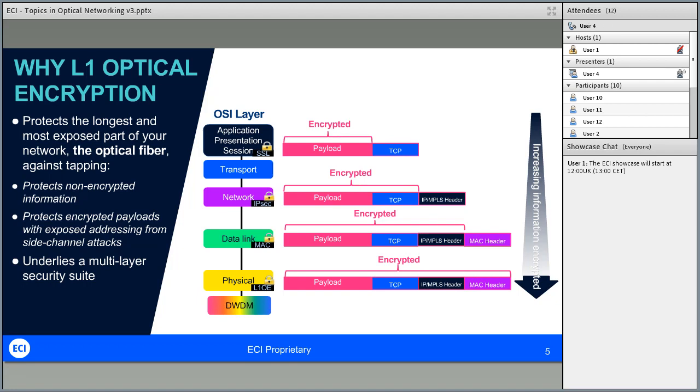People can develop network maps of what your network looks like. They can find out who is talking to whom and with what frequency. And then this kind of information can be used as a basis to launch more sophisticated, higher level attacks. So this is one of the reasons that you would want to use layer 1 optical encryption.